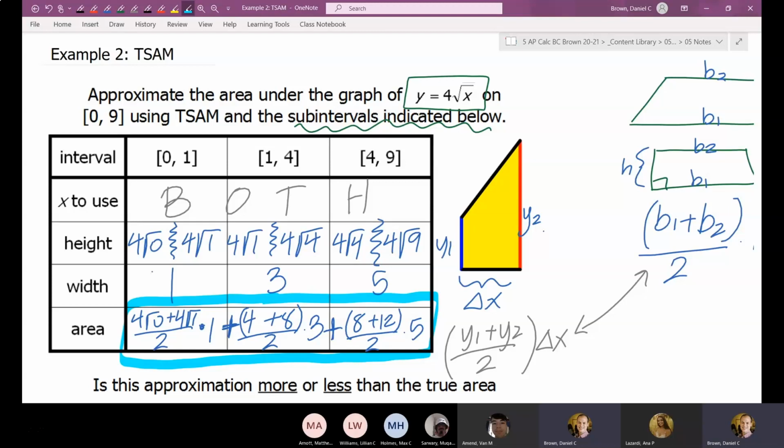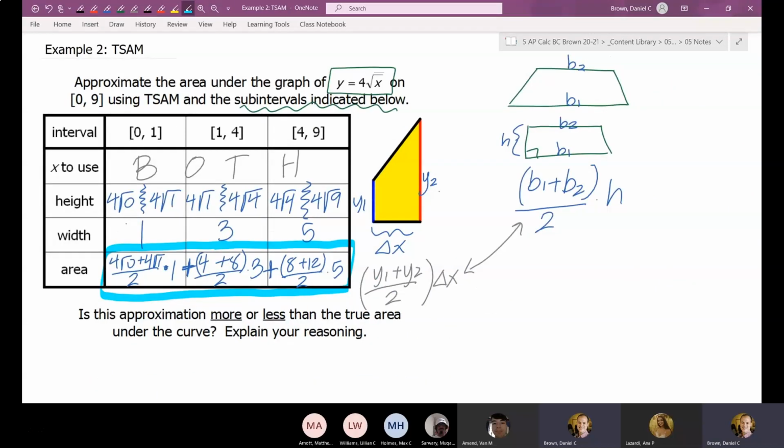All right, so this one does have a follow-up question that we need to find. It says, is this approximation more or less than the true area under the curve? And then explain your reasoning. So if we're trying to figure out whether it's more or less, we first need to figure out, do I need to think about whether it's increasing or decreasing, or concave up, concave down? We did a TSAM one. So does TSAM rely on the concavity or whether it's increasing or decreasing?